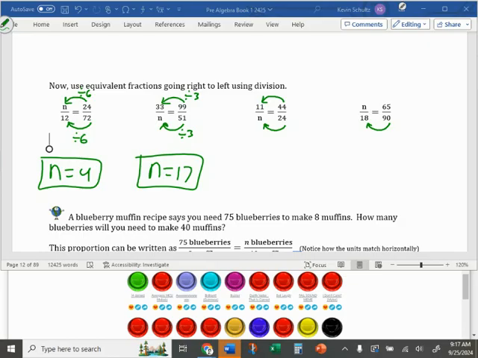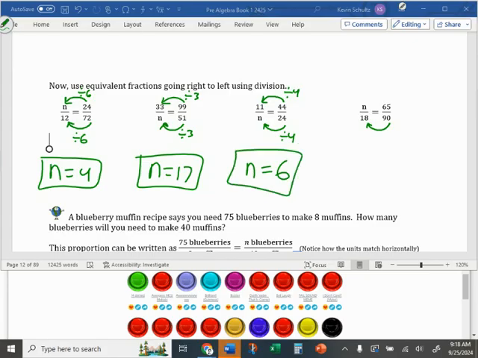Okie doke. From 44 to 11, what do we do? Divide by 4. Okay? Which means in the denominator, Sawyer, what do we do? If we got from 44 to 11 by dividing by 4, how do we get from 24 to n? Divided by 4, the exact same thing. And what is 24 divided by 4? 6. N equals 6. There it is.